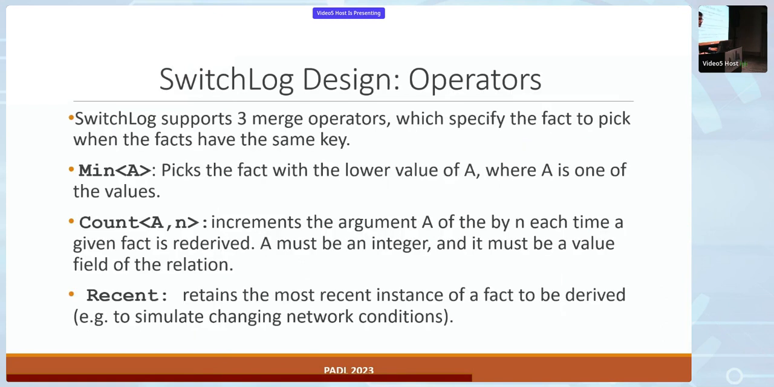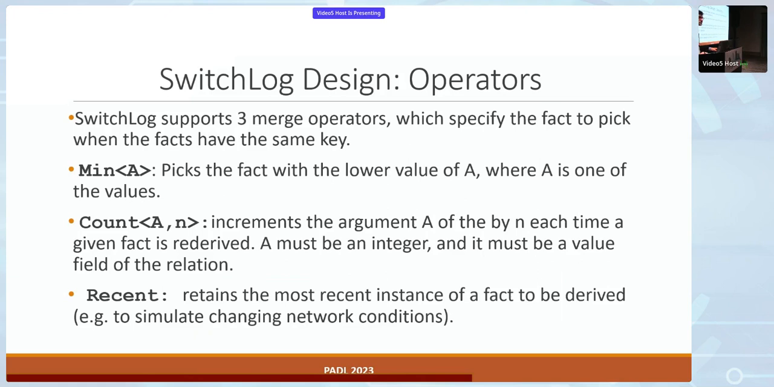And in addition to min, we have other operators such as count. Count increments the argument a, which is typically a value, by some amount n each time a fact with a given set of keys is rederived. And this is pretty similar to the count aggregate in Datalog. And the absence of a merge operator is treated as recent, in which case we retain the most recent instance of a fact to be derived. And this is useful to simulate things like changing network conditions. For instance, if a link goes down, you only care about the most recent fact that you derived. Now, this key value semantics alone isn't enough to restrict our language.